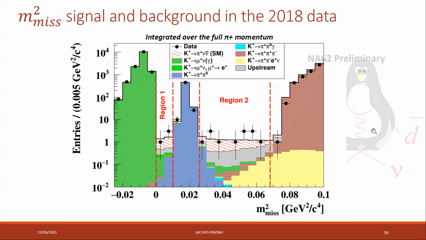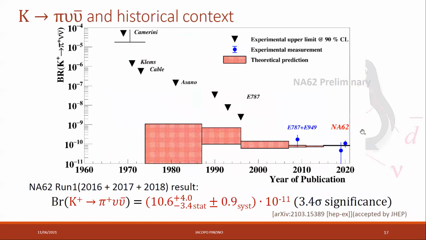Here is a plot integrating the full plus momentum of background and signal. You see that there is a good agreement between Monte Carlo and data, both for the background and the signal regions. And this is the result of the whole Run 1, so from 2016 to 2018.